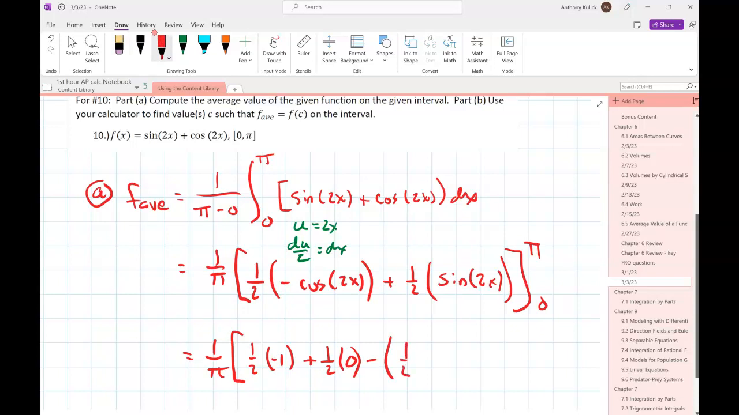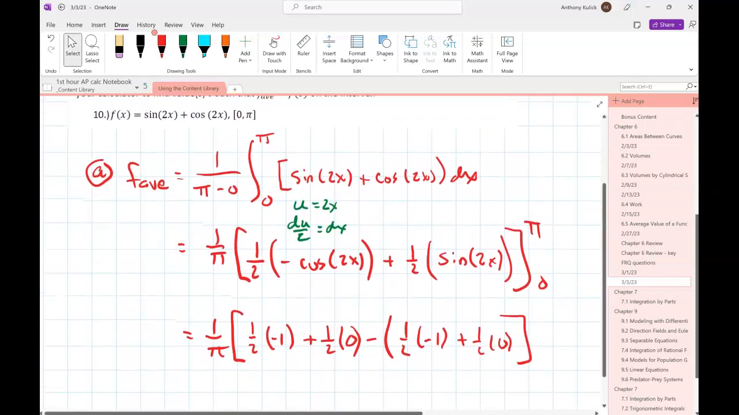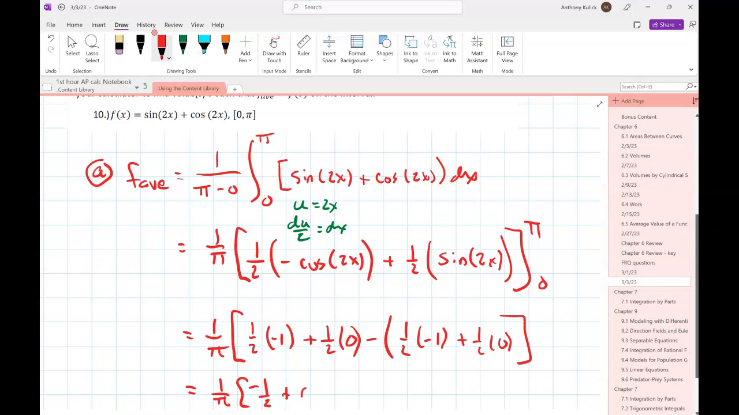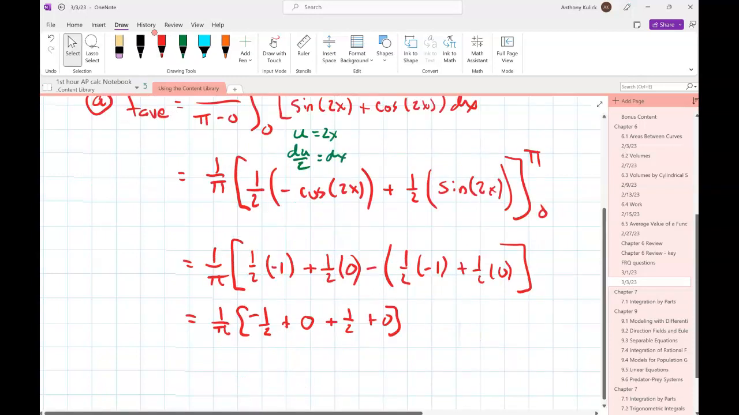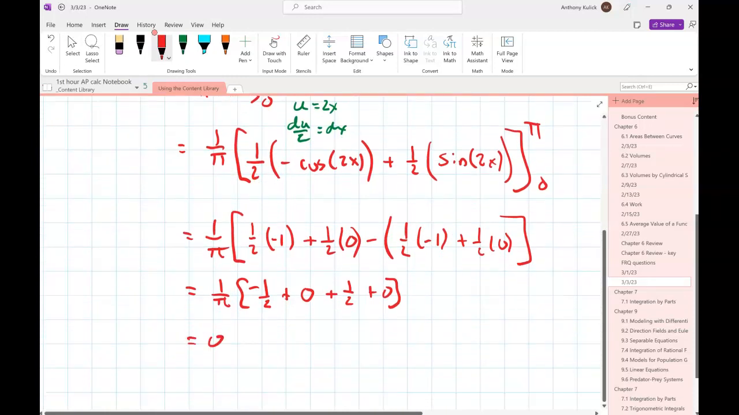Cosine of 0 is negative 1. Sine of 0 is 0. So what do I get here? I get 1 over pi times negative 1/2 plus 0 plus 1/2 plus 0. So we get 0 here. Is that okay? Yeah, okay. Is that what I had on the key? Yeah. No. Okay. Splendid.